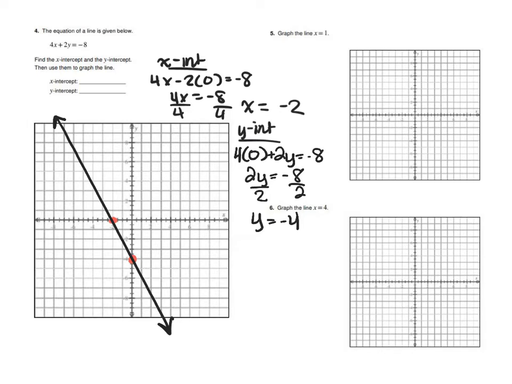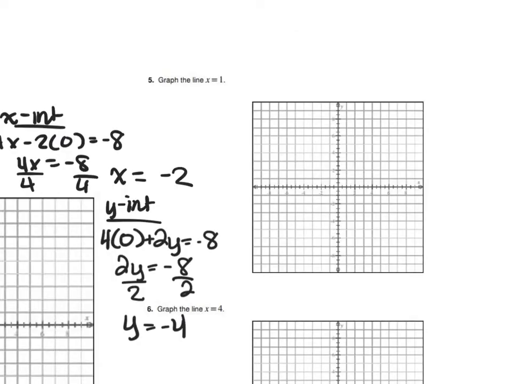And then I'm going to put the answers up here. Now, question 5 asks us to graph the line x equals 1. When you have your variable equals a number, so x equals 1 or y equals 1, that's when you get your vertical or your horizontal lines going through that number.